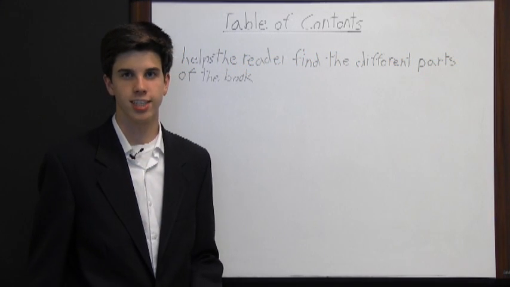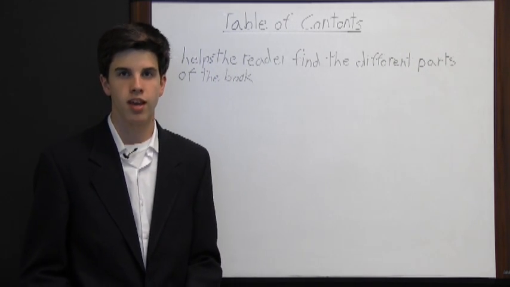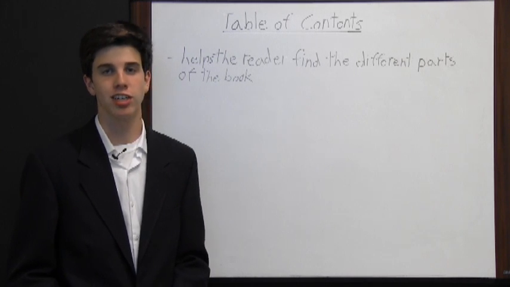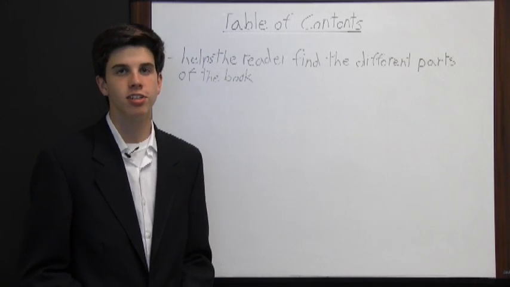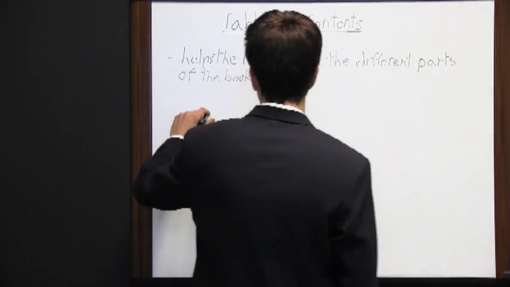A table of contents can be very helpful for you as the reader to find what you're looking for in a book or any type of publication. Almost any type of publication is going to have a table of contents, so you can count on being able to use one. Tables of contents are usually structured like this.